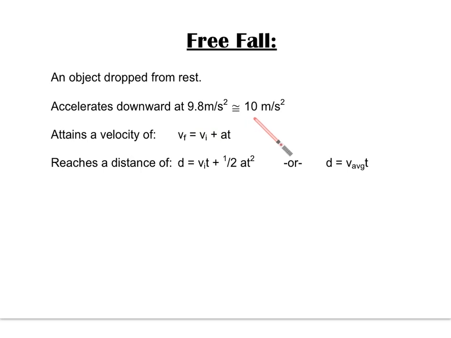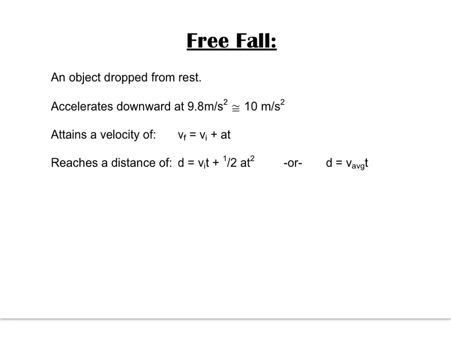So, for the purpose of doing these problems and applying a little bit of mental math, we're going to approximate gravity in this tutorial as 10 meters per second squared, which is the change in rate of velocity that we call acceleration. It's how that velocity changes every second.